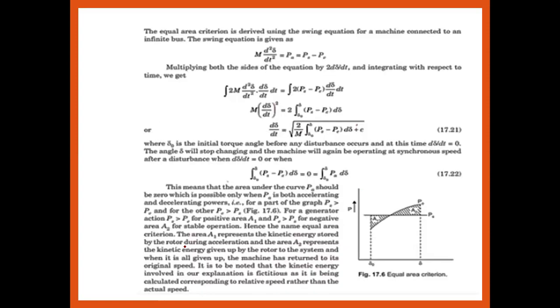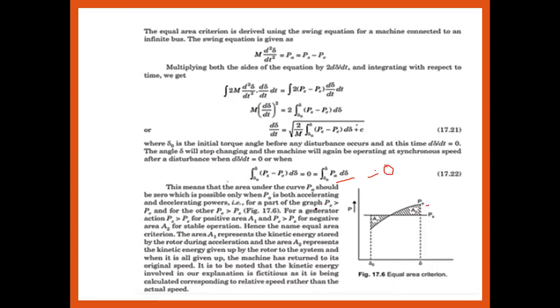So from the above we can again say that for the equal area criteria, the integral from del 0 to del of PA d of del is equal to 0. That criteria must be satisfied. It means the area under the PA curve should be 0, which is possible only when PA has both accelerating and decelerating parts. The areas under the curve, A1 and A2, should be accelerating and decelerating.